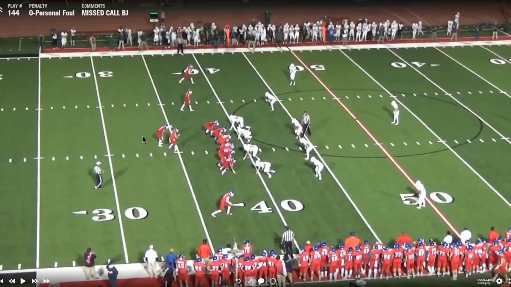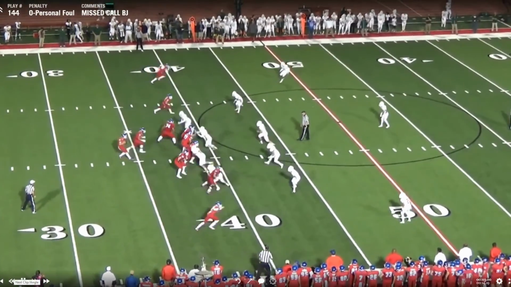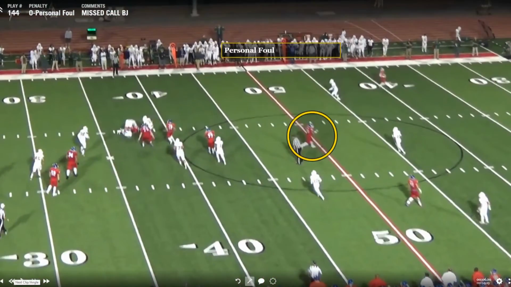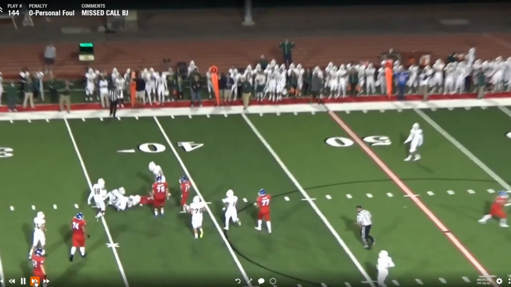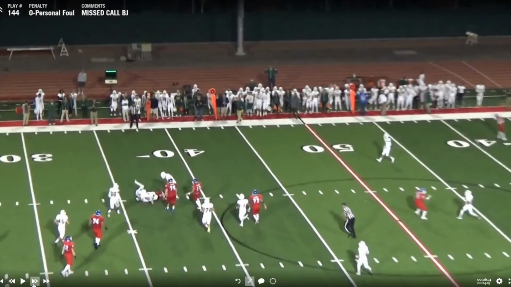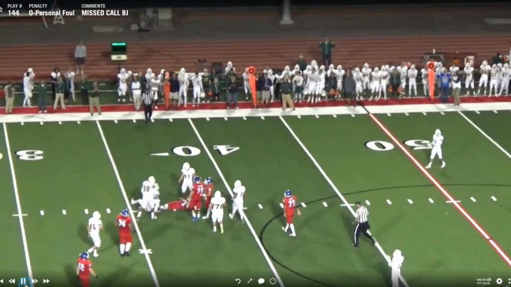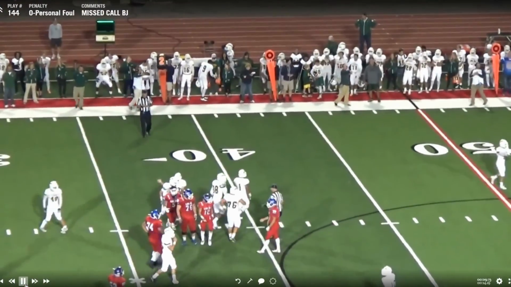So let's take a look at another missed dead ball personal foul. So we've got a short pass to the left side of the formation. The play is over right there. We're at the 37-yard line. Now look at the player that's at the 50. Okay, watch his actions. We're not going to see the actual contact, but you can see him going in to contact this player.